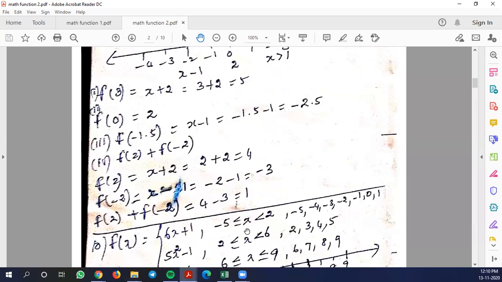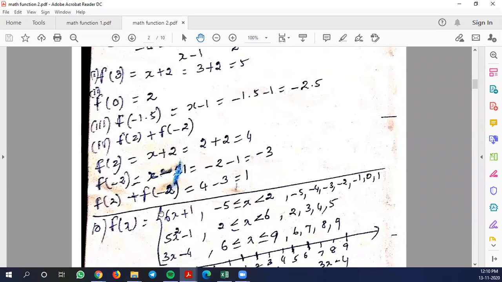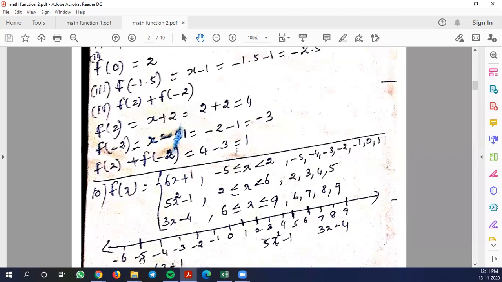Now the next sum under the same model, that is question number 10. f of x equal to 6x plus 1 for minus 5 less than or equal to x less than 2, then 5x square, here the sum. So here take the number line. Now we are going to list out the elements of the first one. So here x lies between minus 5 and 2. Here minus 5 is included because equal to sign is there. So minus 5, minus 4, minus 3, minus 2, minus 1, 0, then 1. 2 is not included because equal to sign is not there.